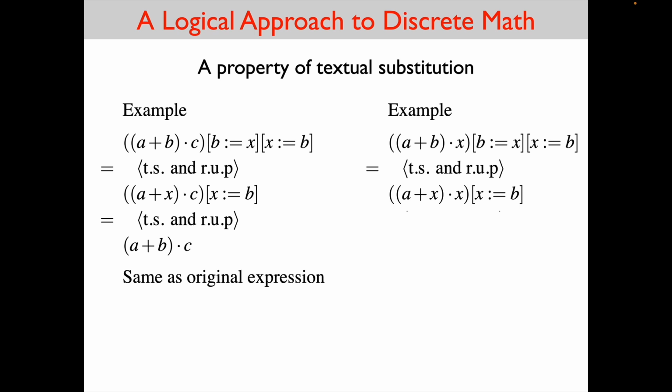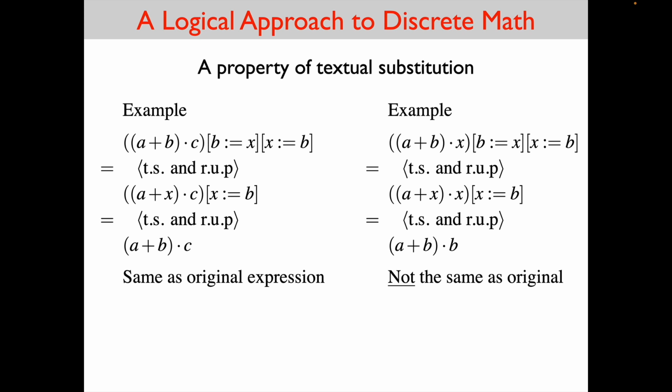And now when we do the second textual substitution and remove unnecessary parentheses, everywhere there is an x, we replace it with b. But now there are two x's in the expression, and so everywhere there is an x, we have to replace it with b. So what do we wind up with? What do you think the next line is going to be? I hope you said a + b * b. Now, is this the same as the original expression? And it's not, because the original expression was a + b * x.